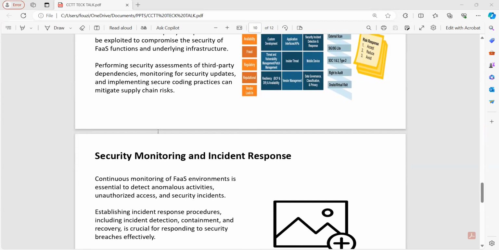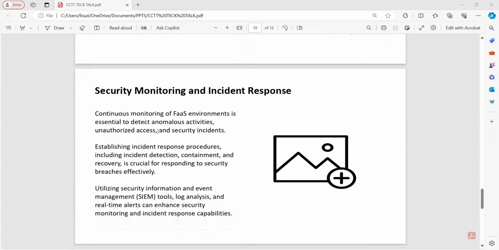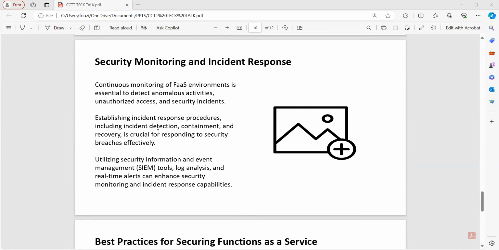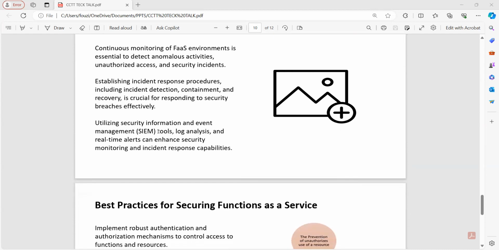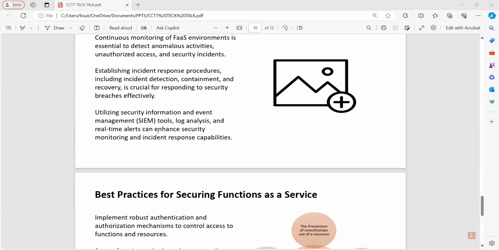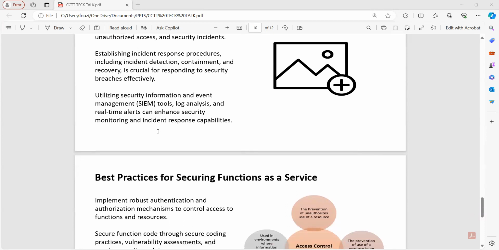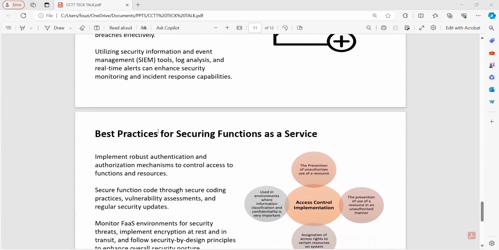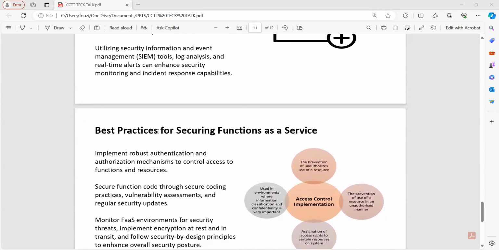Security monitoring and incident response. Continuous monitoring of the FaaS environment is essential to detect anomalous activities, unauthorized access, and security incidents. Establishing incident response procedures including incident detection, containment, and recovery is crucial for responding to security breaches effectively. Utilizing security information and event management tools, log analysis, and real-time alerts can enhance security monitoring and incident response capabilities.